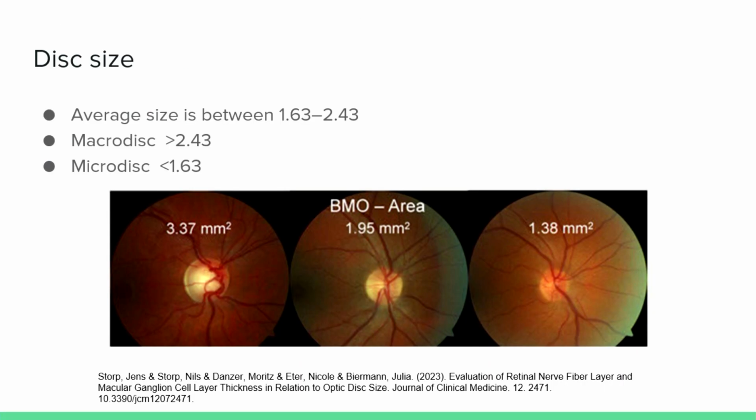Now disc size, the average disc size is between 1.63 to 2.43 millimeter square. Macrodisc can be defined as more than 2.43 millimeter square, and microdisc can be defined as less than 1.63 millimeter square. Now here is the average disc size. This is a macro disc and this is a micro disc.